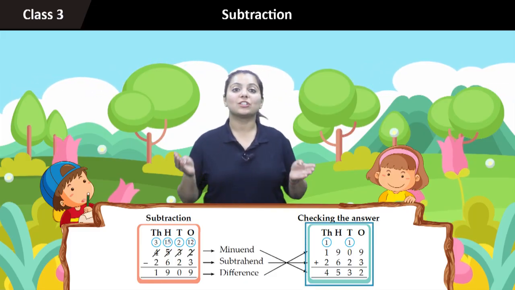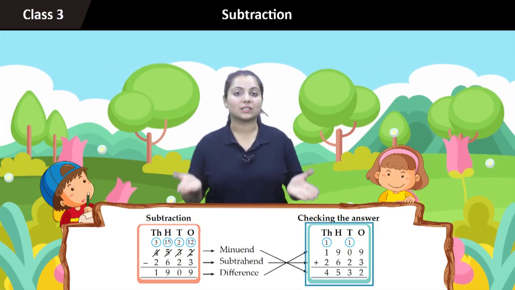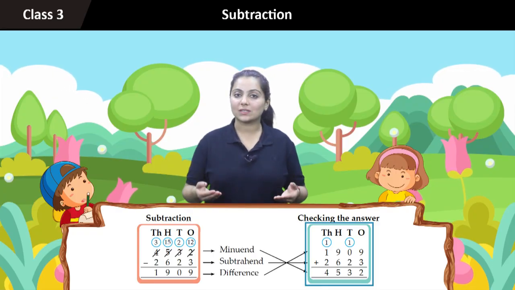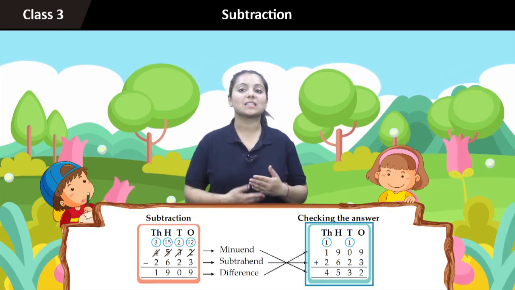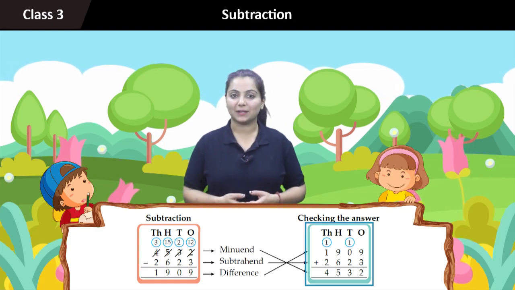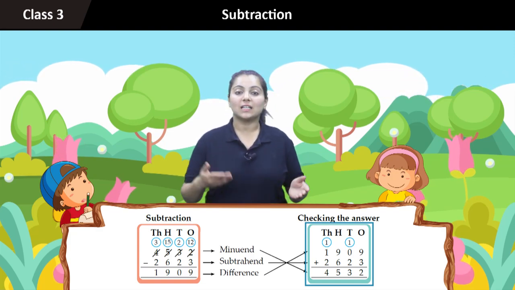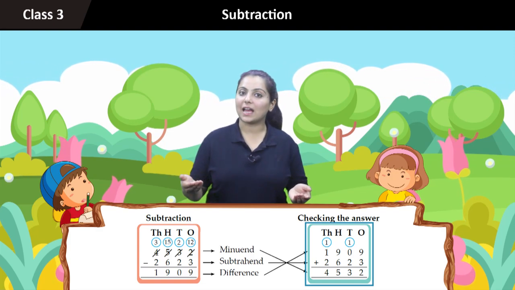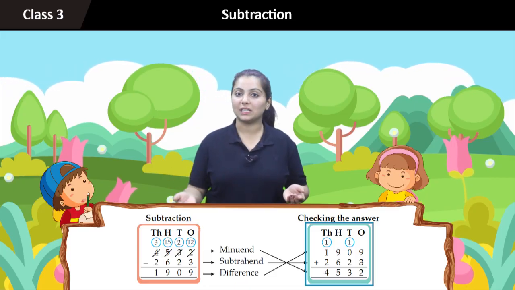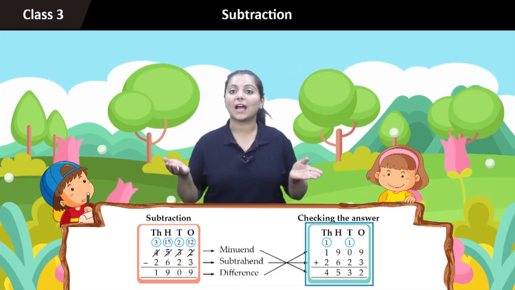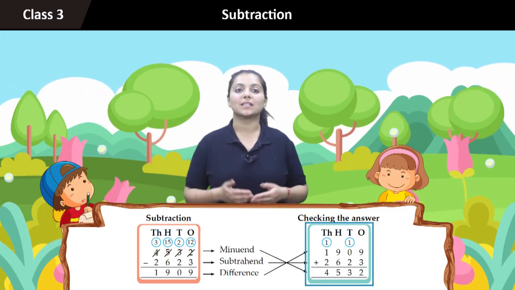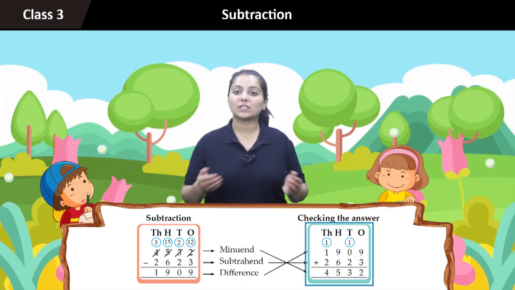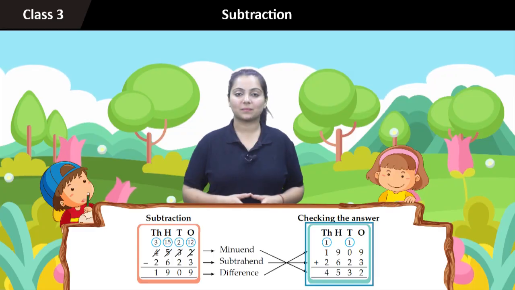We subtract 2623 from 4532 and we get the difference as 1909. When we add 1909 and 2623, we get the sum as 4532. That is minuend. Thus, the answer for subtraction is correct.